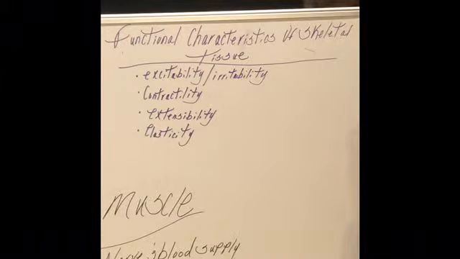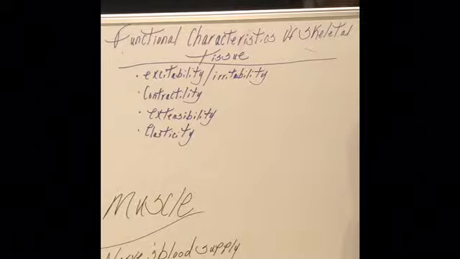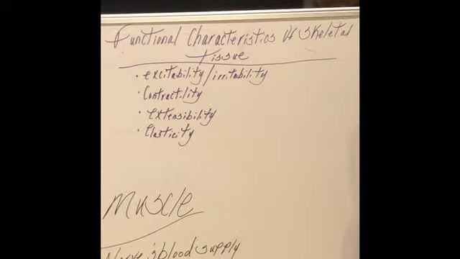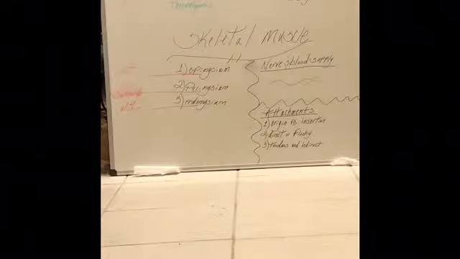Extensibility is the ability to stretch. This enables muscle to go beyond its resting length. Elasticity is the ability of a muscle cell to recoil and bounce back to its original length after being stretched.